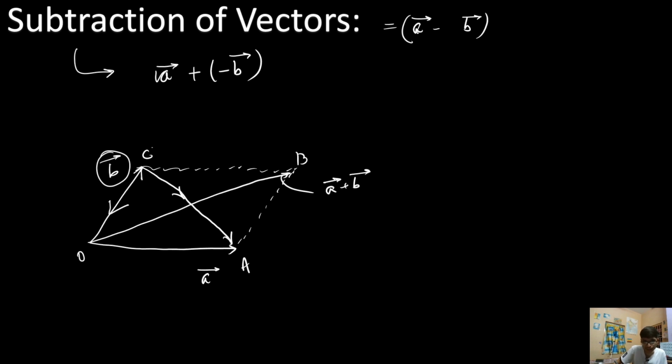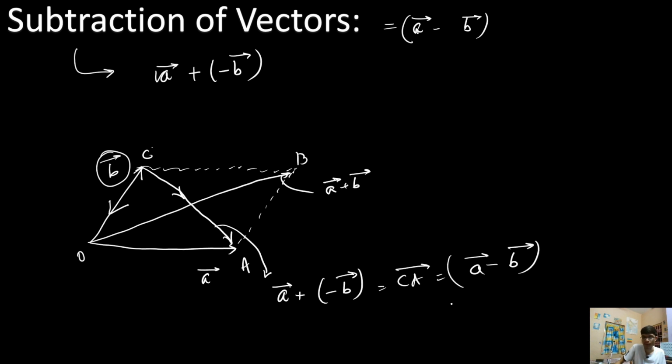Now if I join the head with the tail of another vector, and then join the tail with the head, we get vector addition by the triangular law. So from here I get the addition, that is A vector plus the negative of B vector. So this vector along CA will represent A vector minus B vector by the simple triangular law of addition. Similar to the earlier result, the result for vector subtraction is also similar.